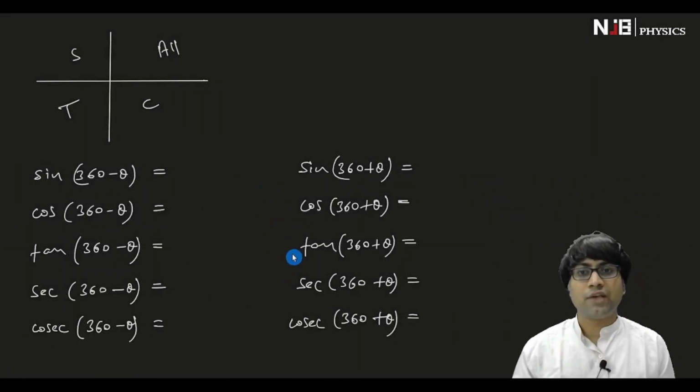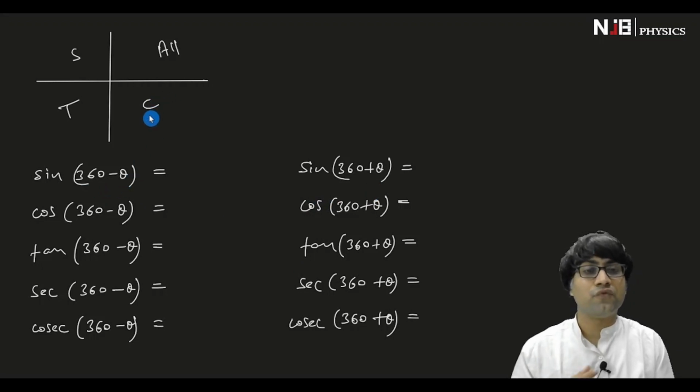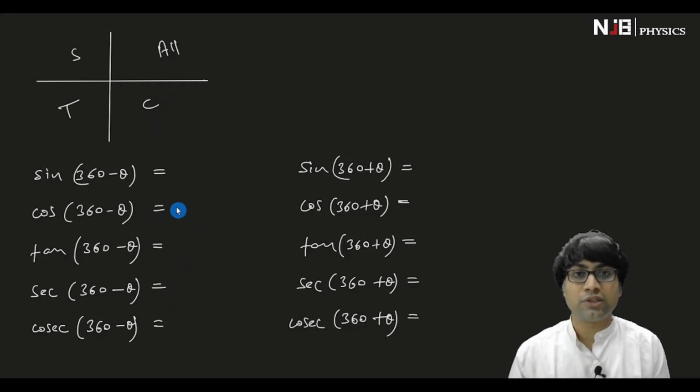Let's now talk about the case of 360 minus theta and 360 plus theta. So clearly in 360 minus theta, the angle is lying in the fourth quadrant, and in the fourth quadrant, cos and sec are going to be positive. So let's put a positive sign there, and all the rest are going to be negative.